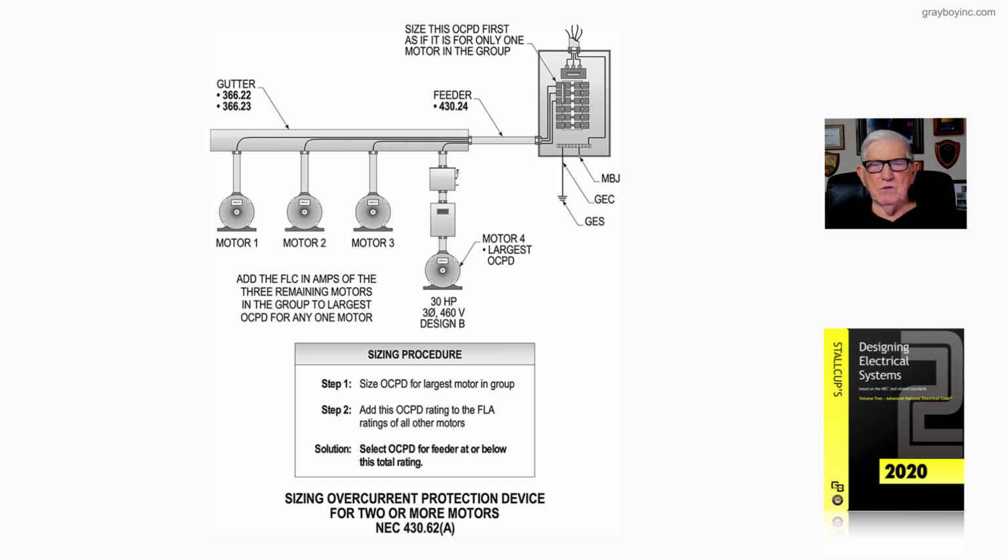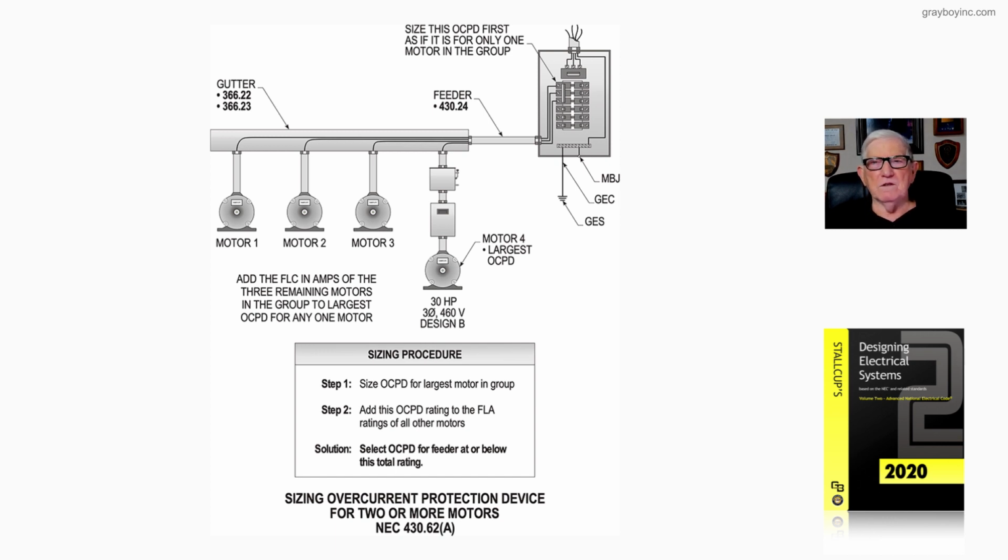In step 2, you add this overcurrent device rating to the full load current ratings of the other 3 motors that you see, motor 1, 2, and 3. And then you select the overcurrent device based upon that percentage, and if it doesn't fall with a standard overcurrent device selected from 240.6(A), then you must round down, because there's no exception in 430.62(A) to let you round up.